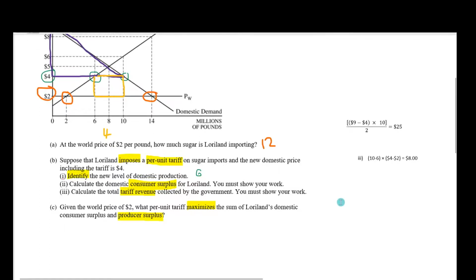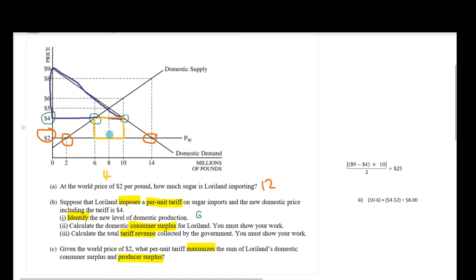So if you just look at this graph, at which point do we maximize total surplus, which is your consumer surplus plus your producer surplus? And clearly it is no tariff. That's where we started at part A. Okay, so we would be consuming 14 million pounds, of which only 2 million pounds would be produced domestically.